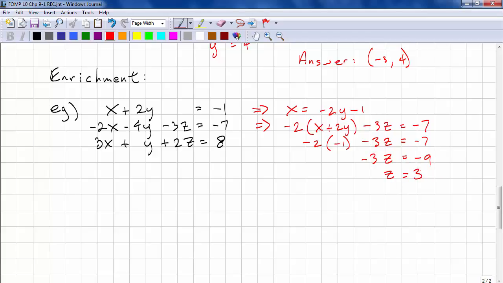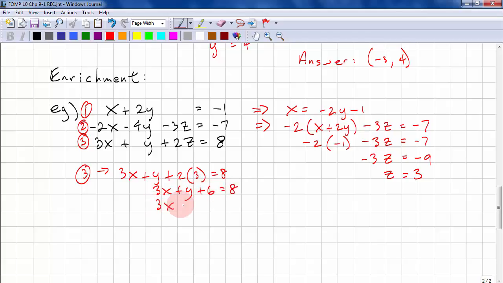Now we can go ahead and substitute. I want to substitute this into 3. So 3x plus y plus 2 times 3 equals 8. And the 3 is coming from z equals 3. We'll simplify this a bit. 3x plus y plus 6 equals 8. 3x plus y equals, this becomes negative 6. 8 minus 6 is 2.